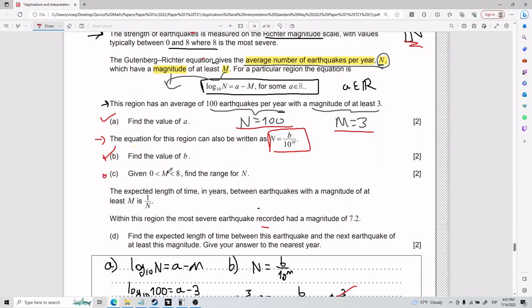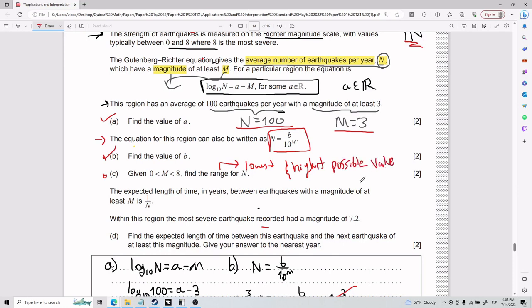Part C. Given that m is greater than 0 but less than 8, find a range for n. Alright, this is where some people get a little tripped up. See, a range is going to be the lowest and highest possible value. Thus the name range.